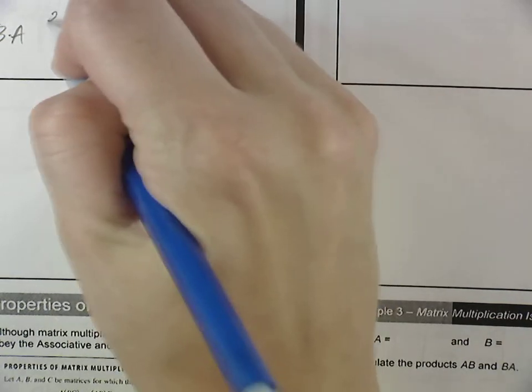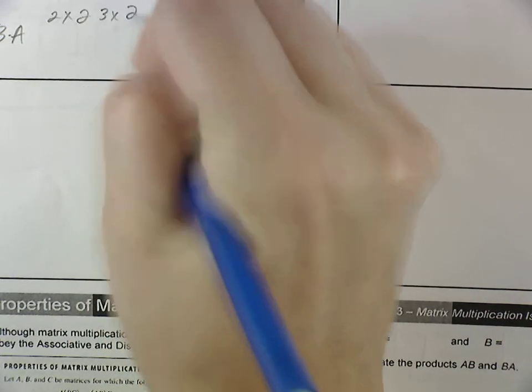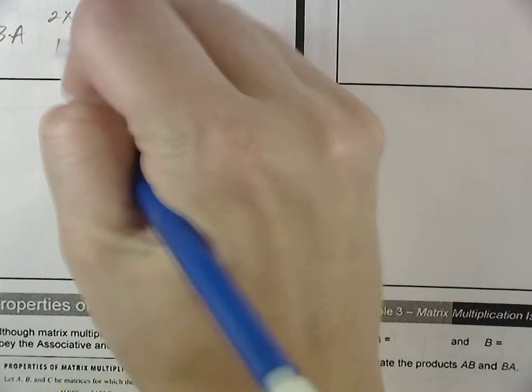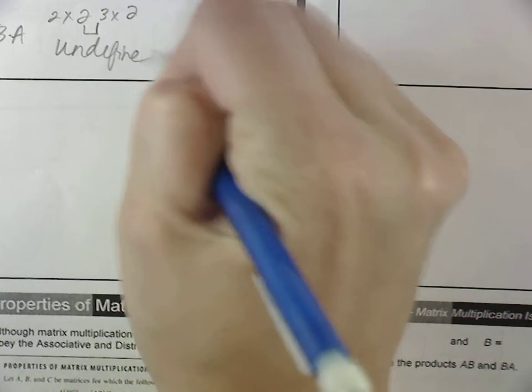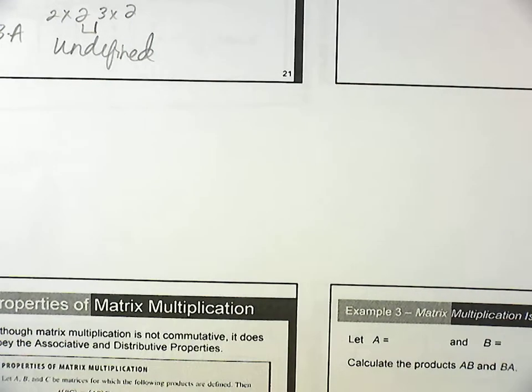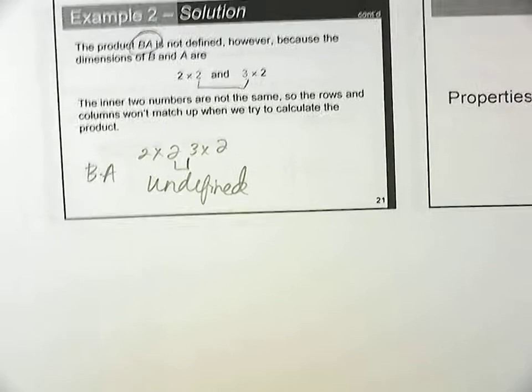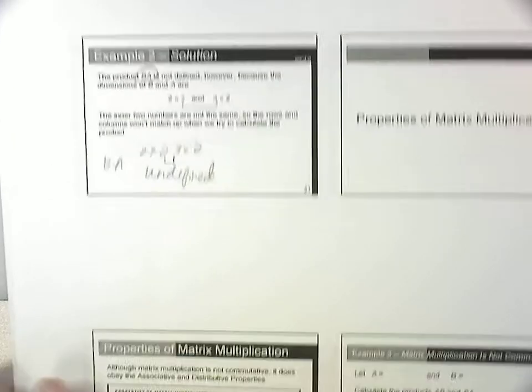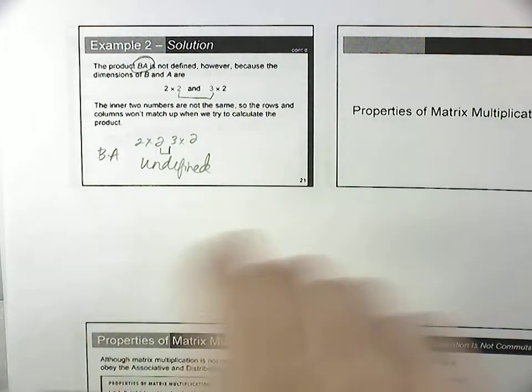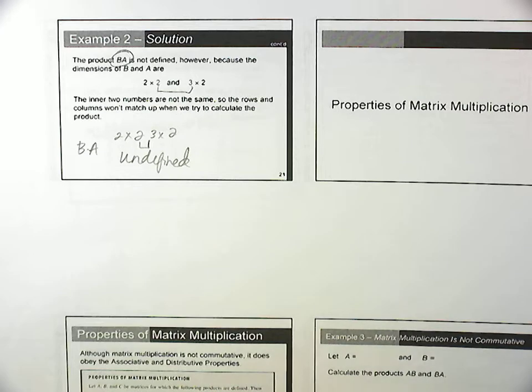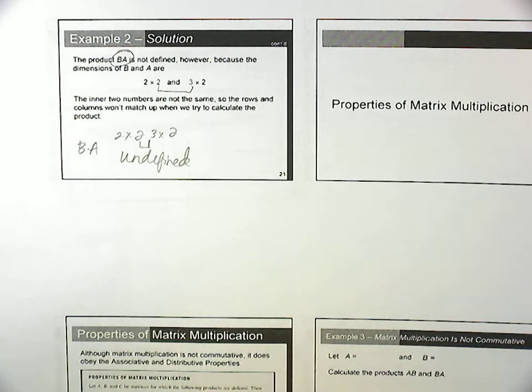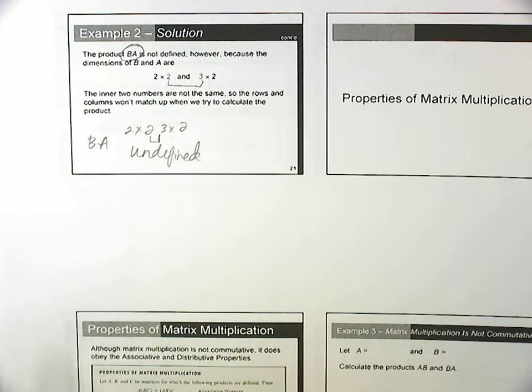Okay, so B times A, if you were doing this on your homework, you would see that, and then you would just write undefined. Yeah, we already wrote that down, but I did include a slide for it later on. Okay, so the next thing we're going to talk about are the properties of matrix multiplication.